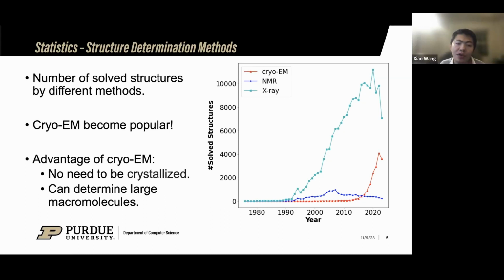First, we don't need to crystallize the structure, which is a very complicated process. Also, cryo-EM can help us to determine very large macromolecules.